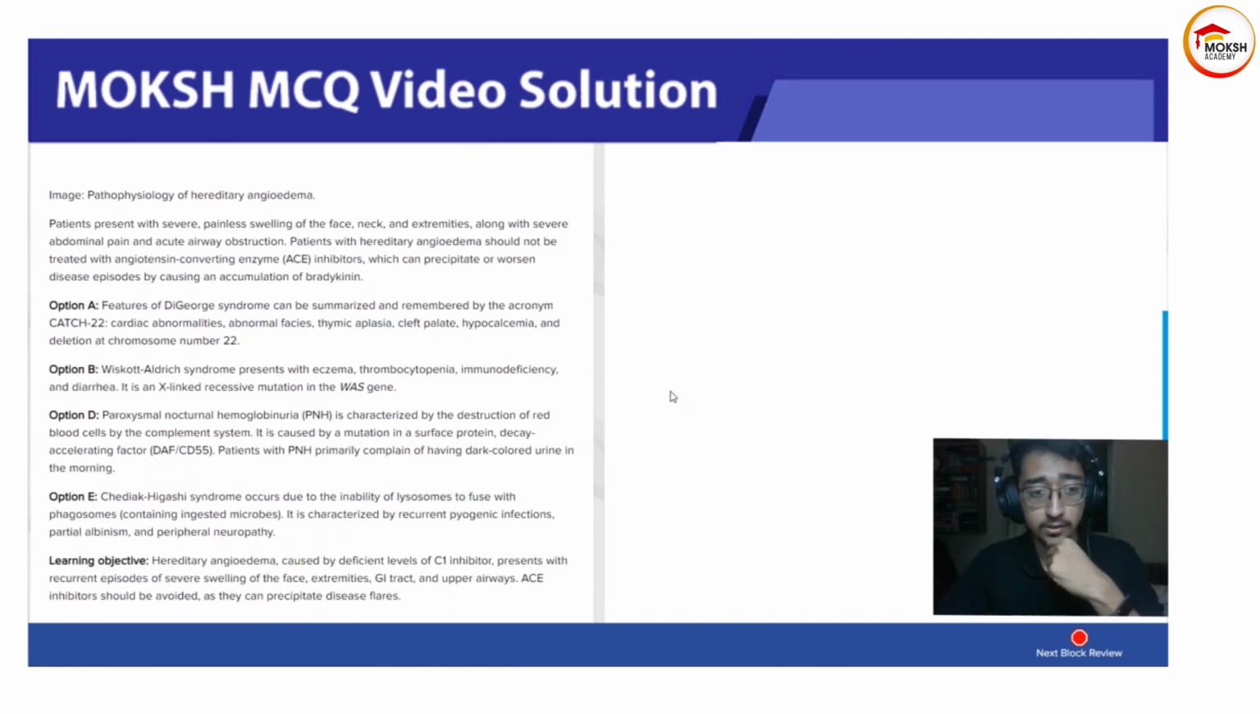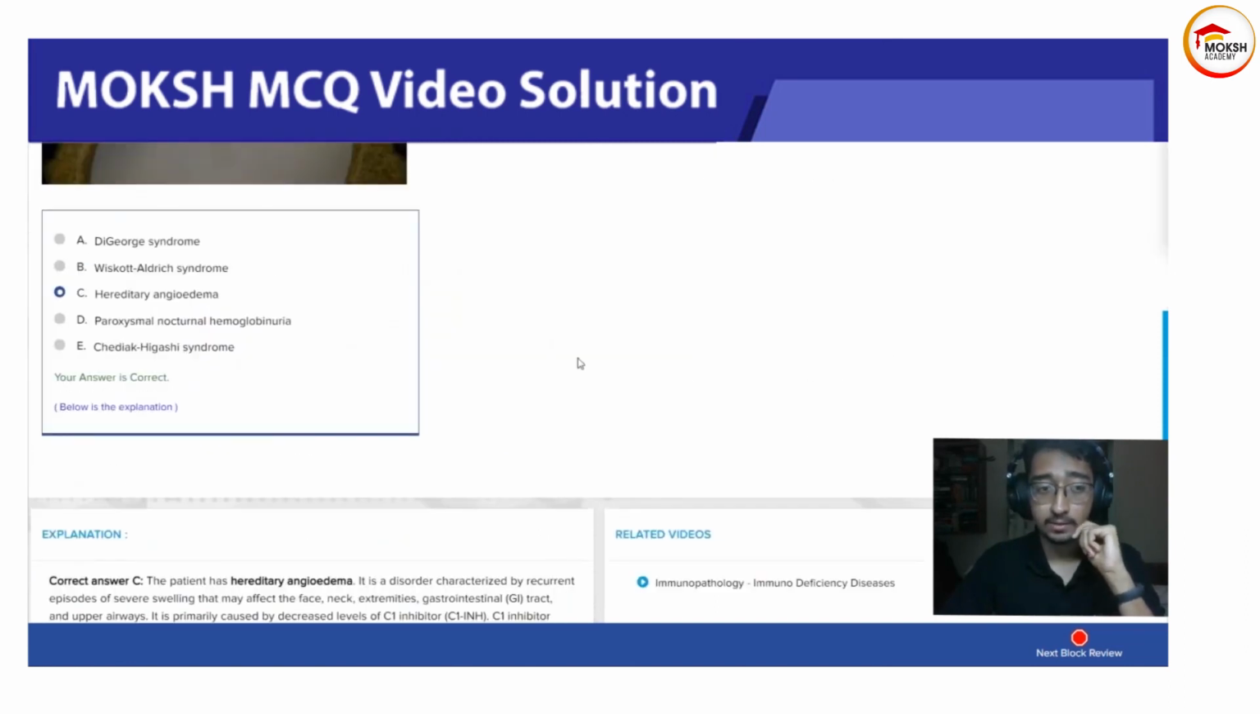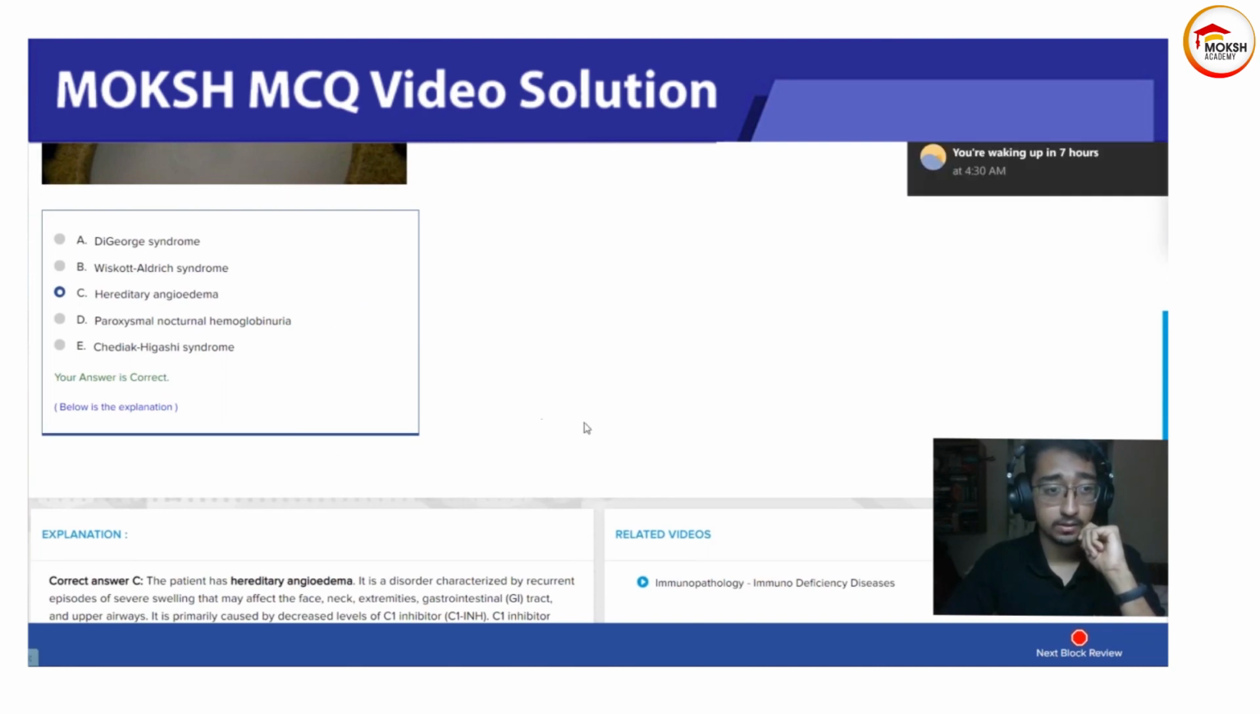Okay. PNH is also not there because if you remember, in PNH the patient will complain of dark colored urine in the morning, especially in the morning. Okay, wakes up to find dark colored urine, but later the urine is normal in color. Okay.